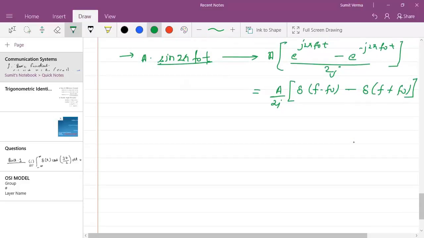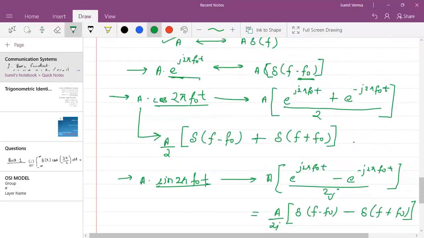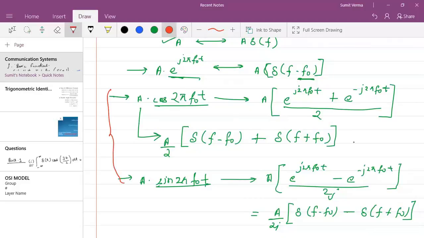This property is very important in communication systems: multiplication with cos or sine. So the multiplication with sinusoidal functions, this property in Fourier transform, is very useful, and we will be calling it the modulation property.